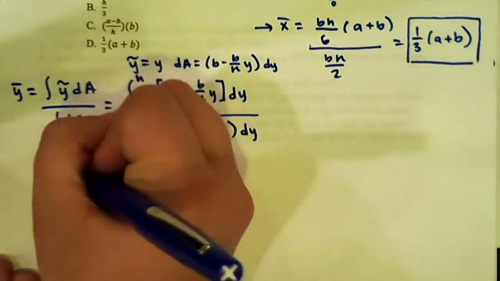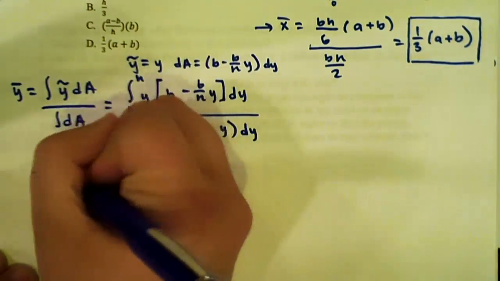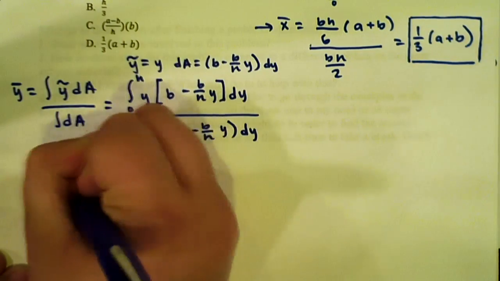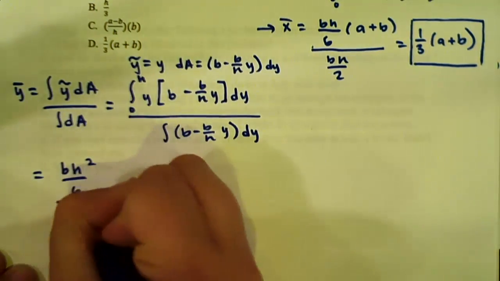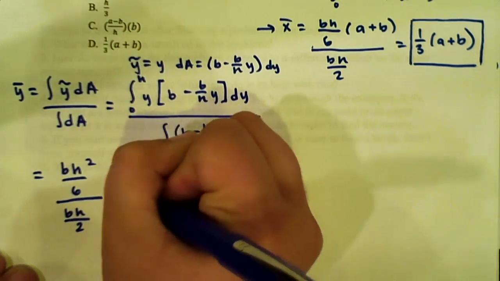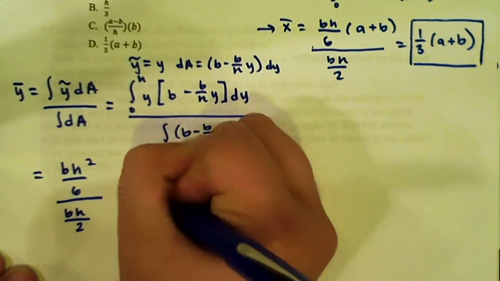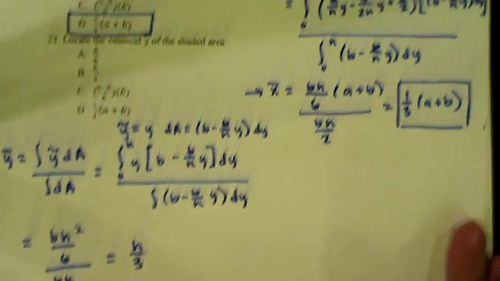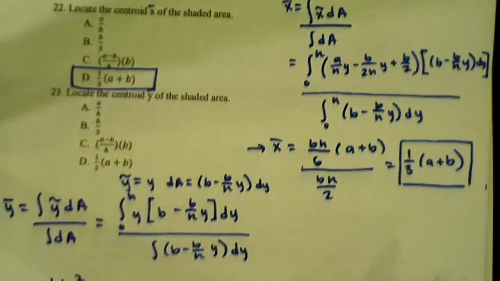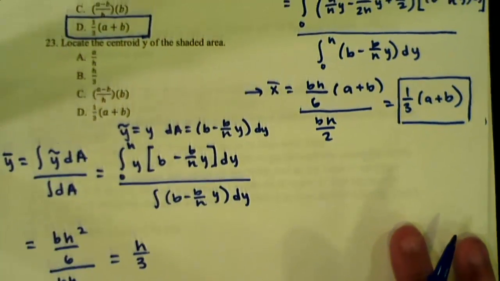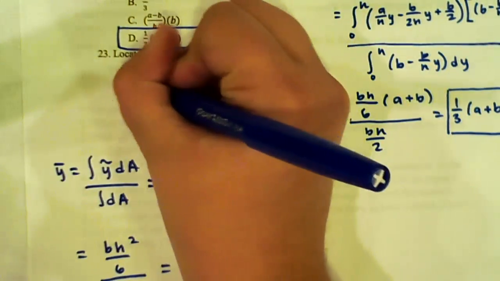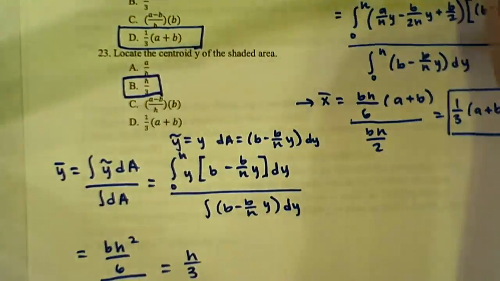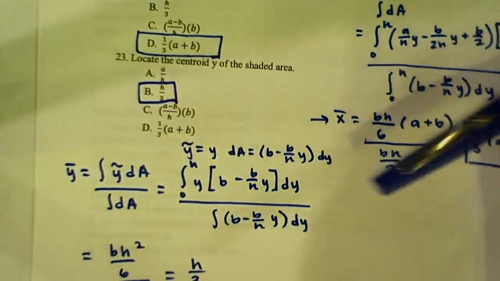So just evaluating the integral, we have b h squared over 6 divided by b h over 2, and that is going to be equal to h over 3, which is a lot simpler than 1/3 (a plus b). So for 23, we have that the answer is going to be b. And I think that is now the end, yeah.